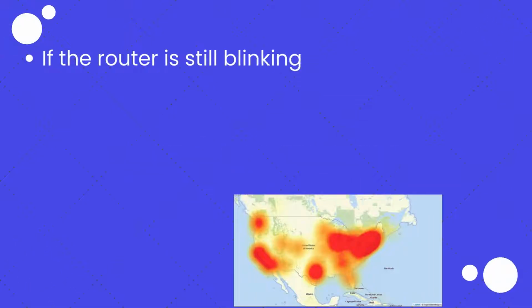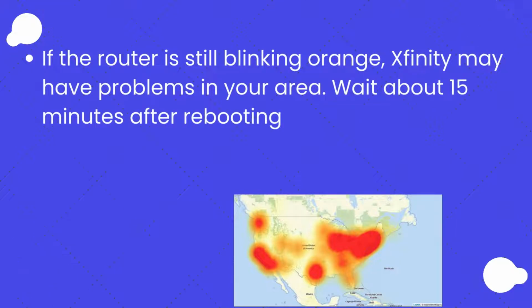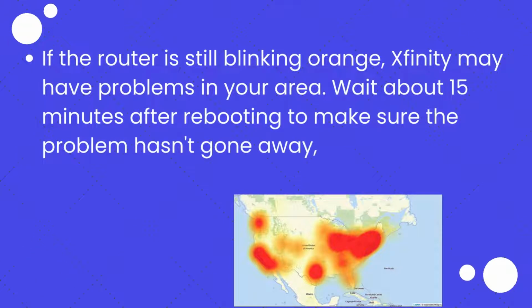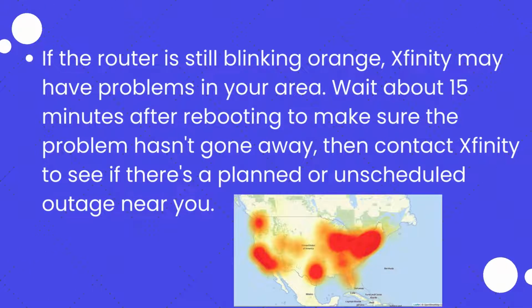Check for outages. If the router is still blinking orange, Xfinity may have problems in your area. Wait about 15 minutes after rebooting to make sure the problem hasn't gone away, then contact Xfinity to see if there's a planned or unscheduled outage near you.